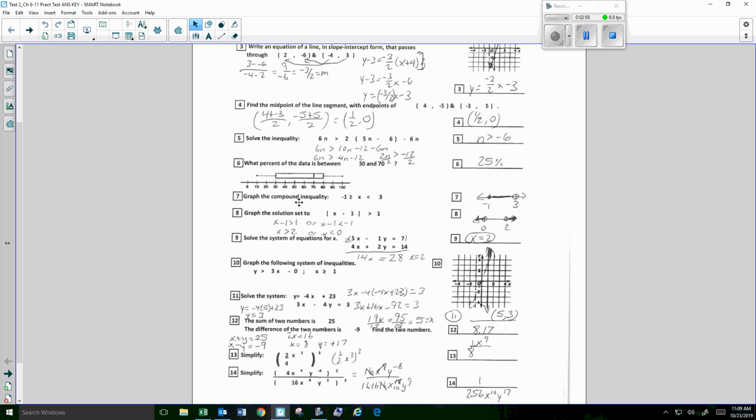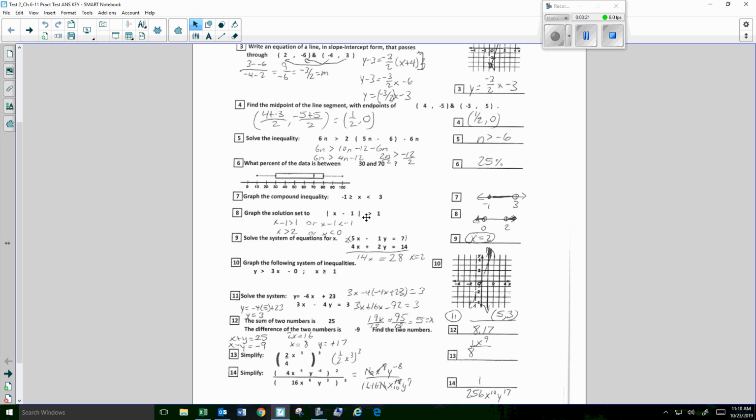Graph the compound inequality. Compound means there are two inequalities in the same one. So x, remember, there's no equal sign underneath it, it means open circle. Equal sign means closed circle. So open circle at 3, closed circle at negative 1, shaded in between. You read it, x is less than or equal to negative 1 and less than 3.